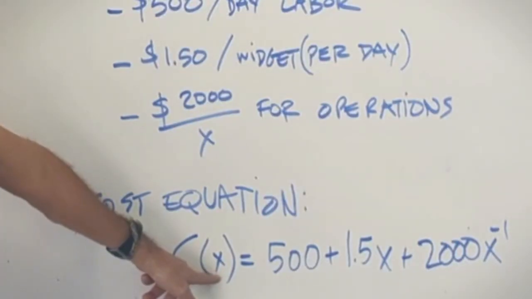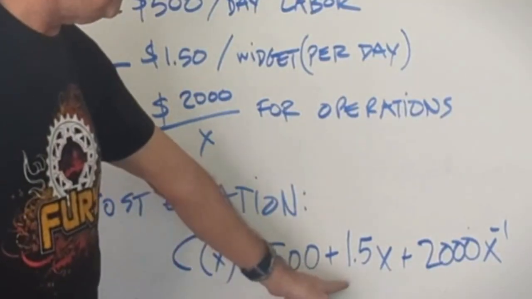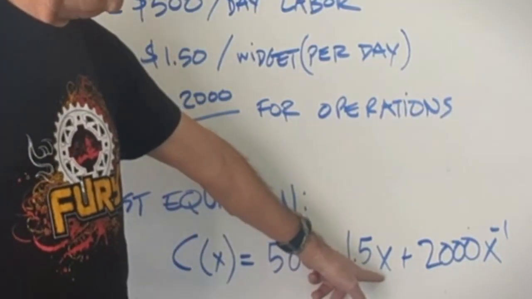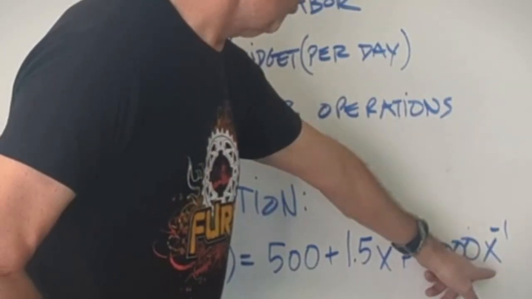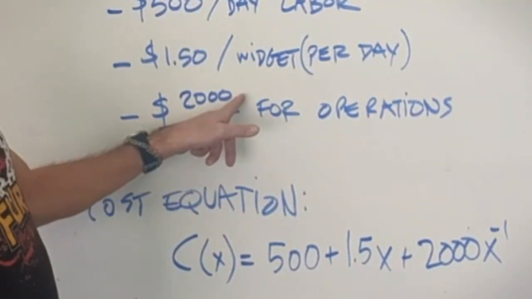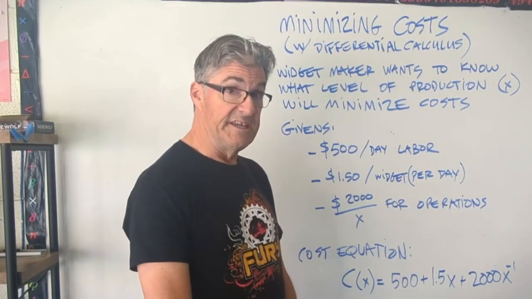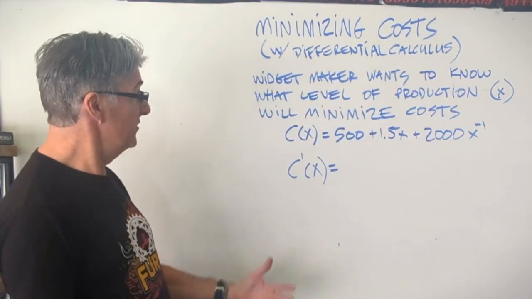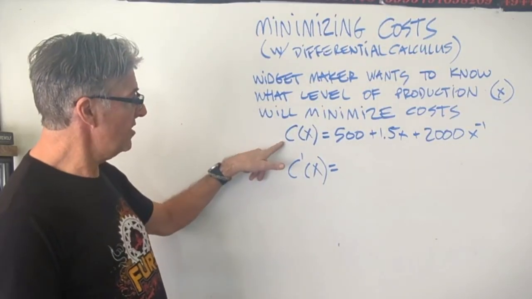Cost as a function of x equals 500, that's per day, plus 150 times the number of widgets we make, plus 2,000 times x to the minus 1. So I just took this x down here in this little term and put it up on the top to make it in the form that we can take our derivative easily and quickly. So here's my cost function. This is all per day. So here's my cost per day.